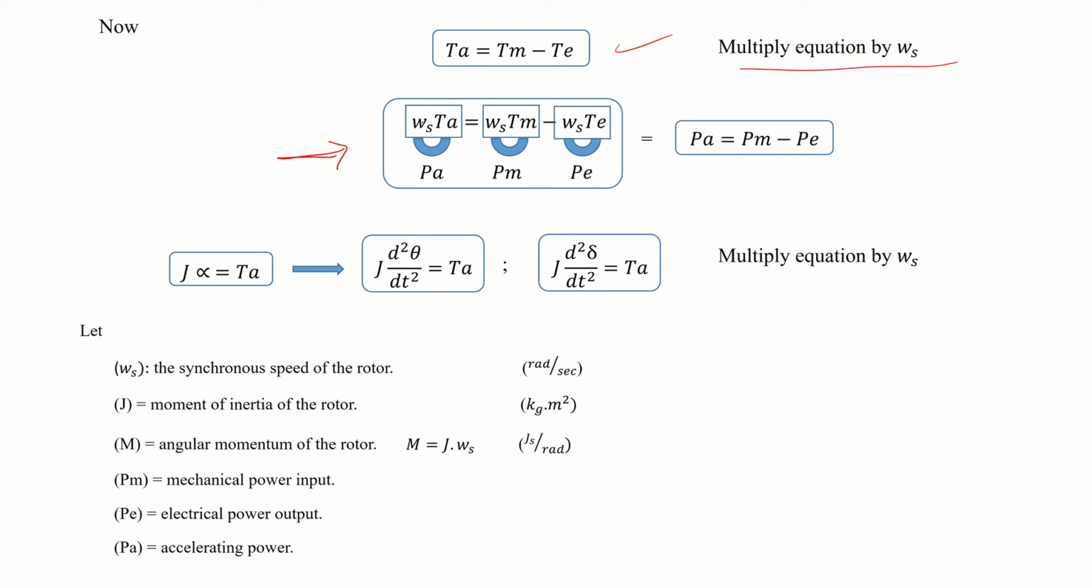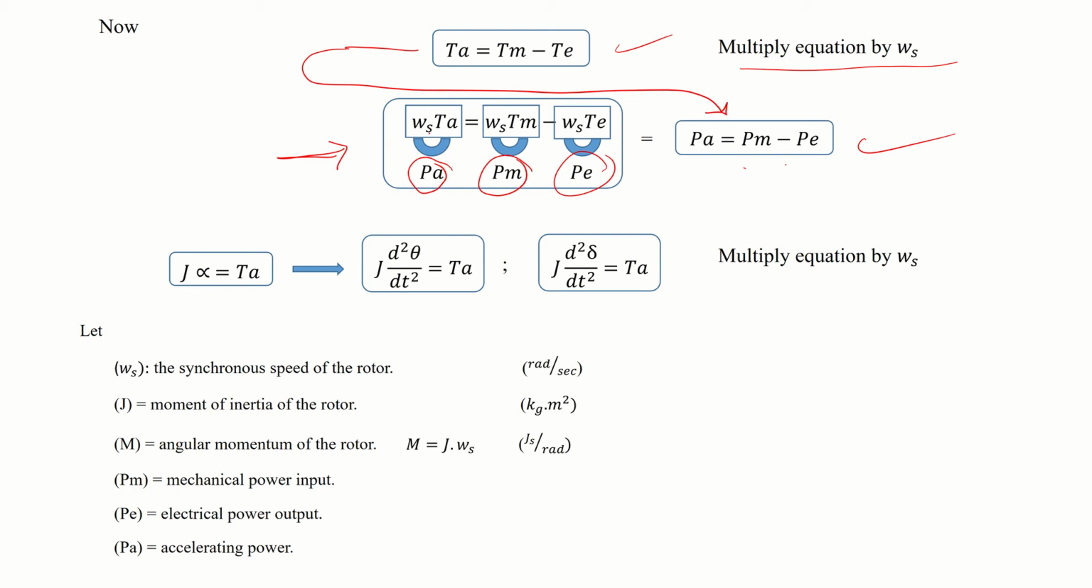Okay, so this formula, synchronous speed multiplied by the torque, may represent the acceleration power. This one is mechanical power, and this is electrical power. The mechanical power means the input power, and electrical power is the output power. So acceleration power is equal to mechanical power minus electrical power.